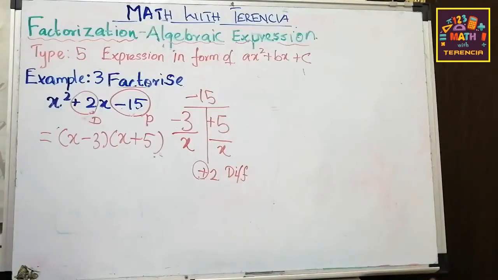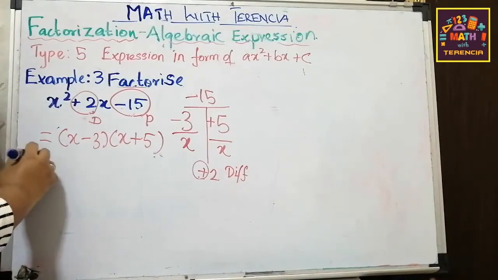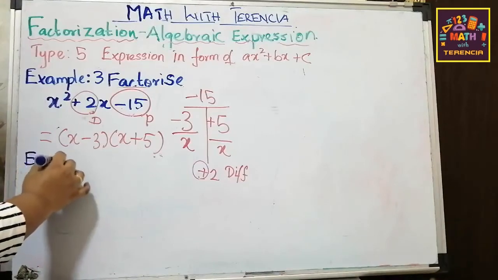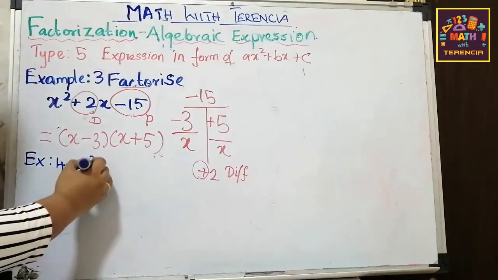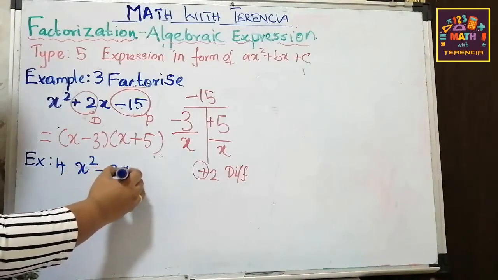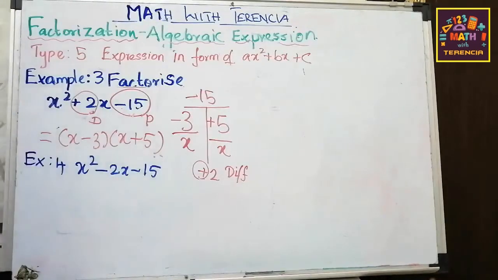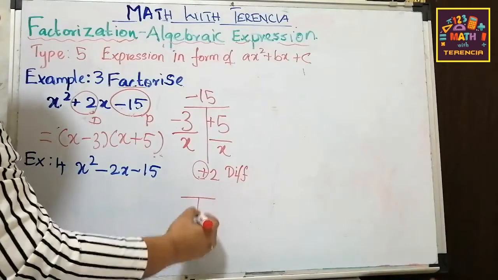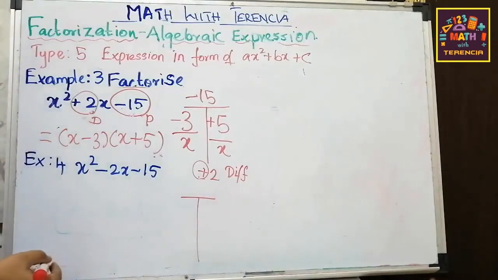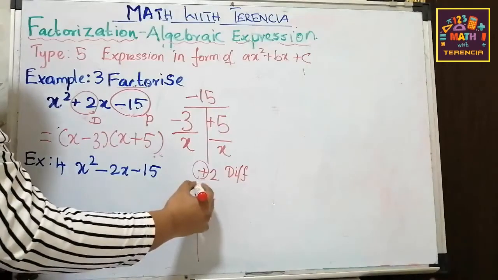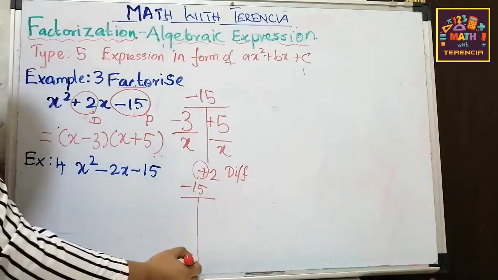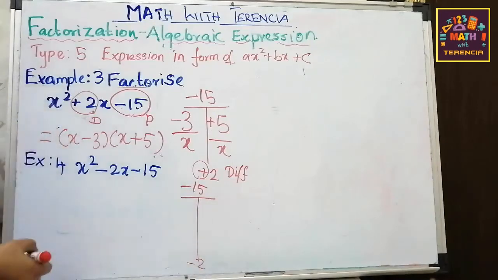Now I am going to show you the same thing in Example 4. Factorize x squared minus 2x minus 15. So now if you see, the T method will have minus 15 on the top and minus 2 down.